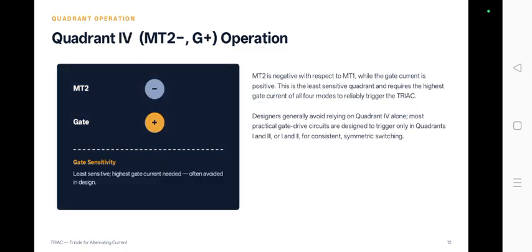Next is quadrant 4. Here MT2 is negative with respect to MT1 while the gate current is positive. This is the least sensitive quadrant and requires the highest gate current of all four modes to reliably trigger the TRIAC. Designers generally avoid relying on quadrant 4 alone. Most practical gate drive circuits are designed to trigger only in quadrants 1 and 2 or 1 and 3 for consistent symmetric switching.